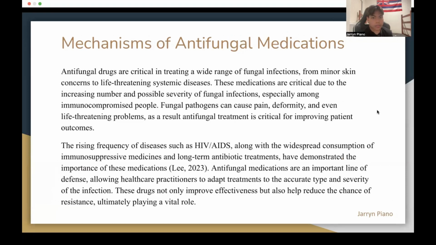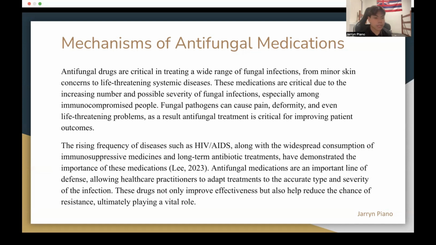So why are antifungal medications important? These are critical in treating a wide range of fungal infections, from minor skin concerns to life-threatening systemic diseases. These medications are critical due to the increasing number and possible severity of fungal infections, especially among immunocompromised people. Fungal pathogens can cause pain, deformity, and even life-threatening problems. As a result, antifungal treatment is critical for improving patient outcomes.